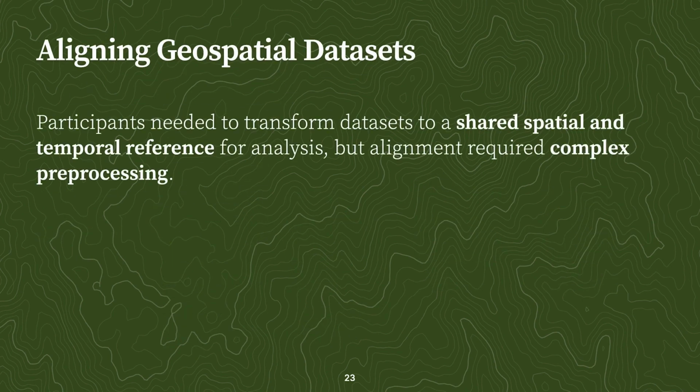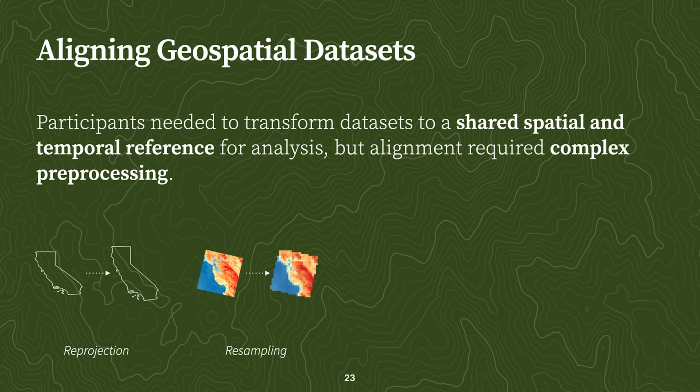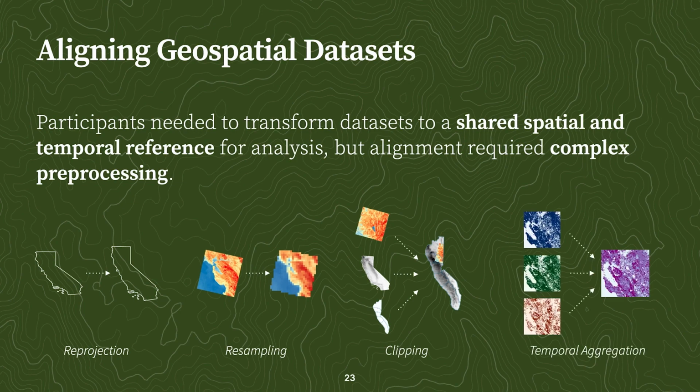Participants needed to transform datasets to a shared spatial and temporal reference for analysis, but alignment required complex preprocessing. Many of the preprocessing steps participants struggled with were unique to geospatial data, involving operations like reprojecting data to a shared coordinate reference system, resampling gridded geospatial data called raster data to a common spatial resolution, clipping data to a shared geographic extent, and aggregating data collected at different temporal ranges and intervals.